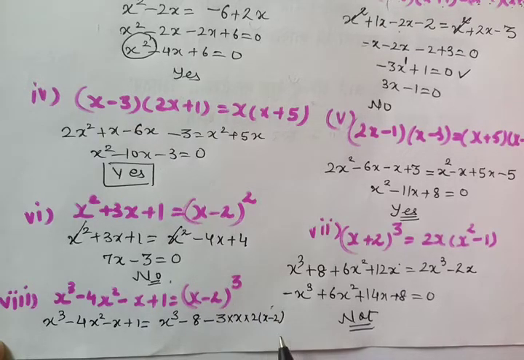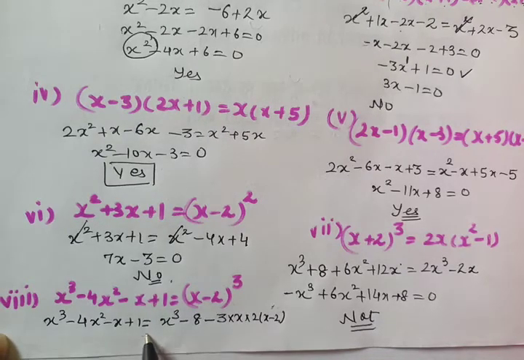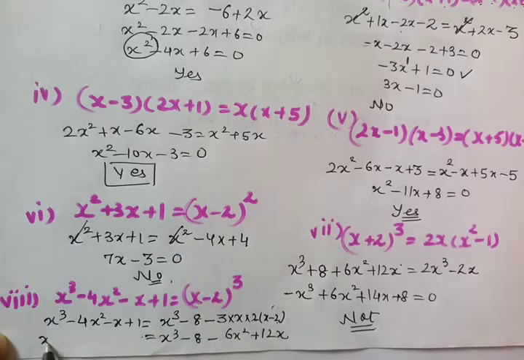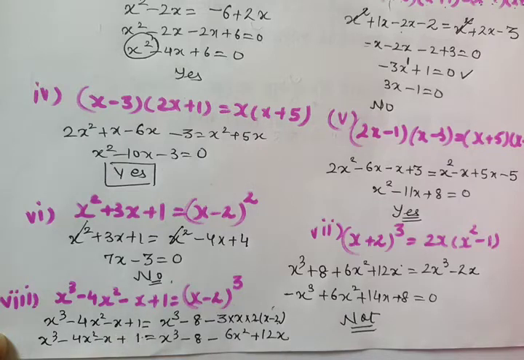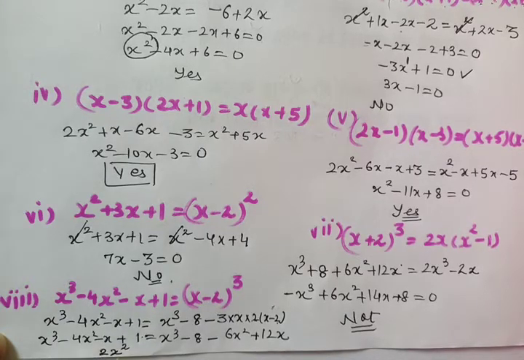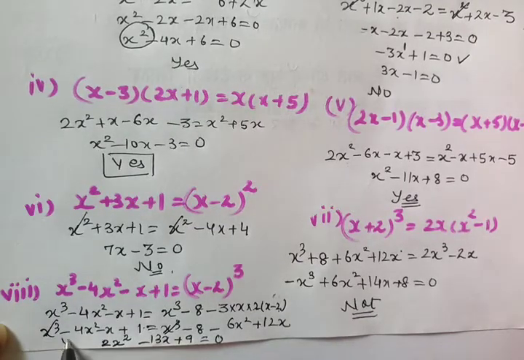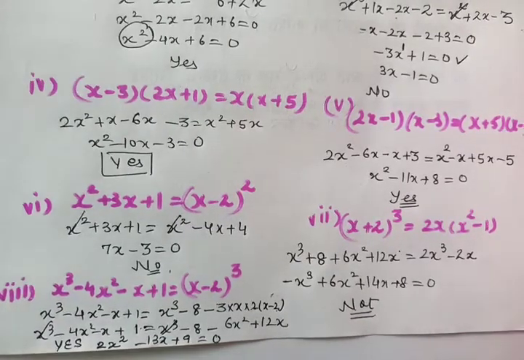I have explained the identity here so that if you have forgotten, then you can know it, which gives you x cube minus 8 minus 6x square plus 3 2s are 6, 2s are 12x. And here we have x cube minus 4x square minus x plus 1, which on solving gives me 2x square, because x cube gets cancelled, minus 13x plus 9 is equal to 0. So clearly, yes, it is a quadratic equation.